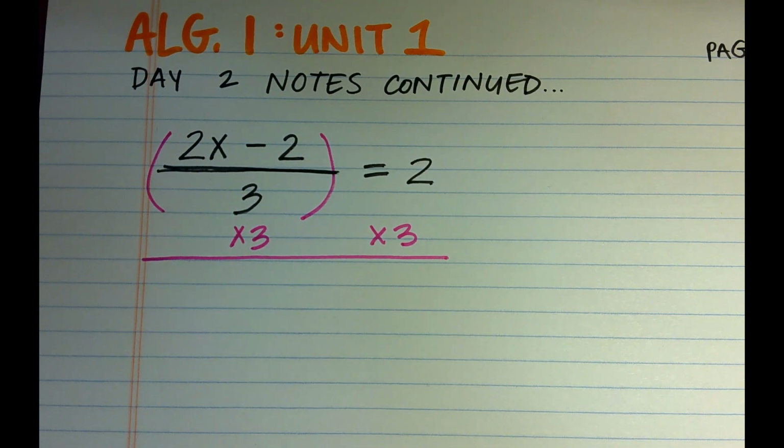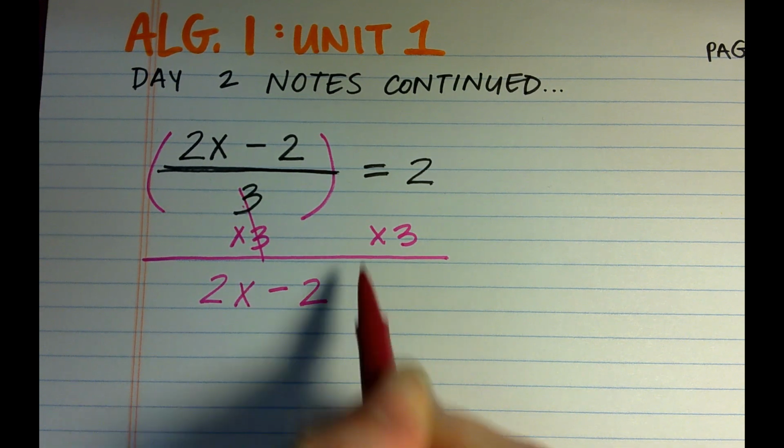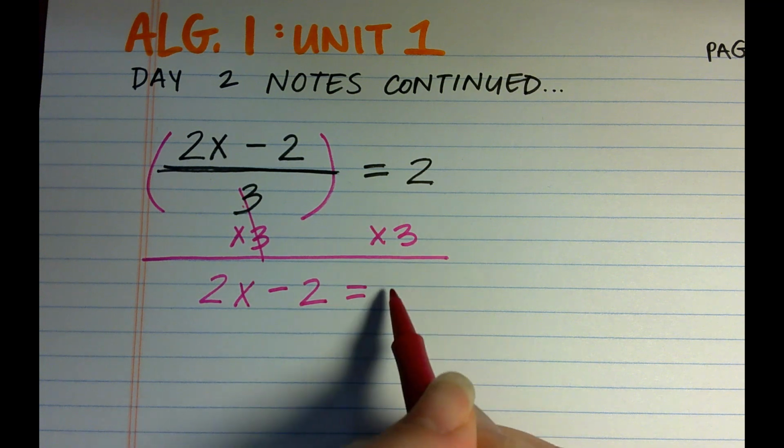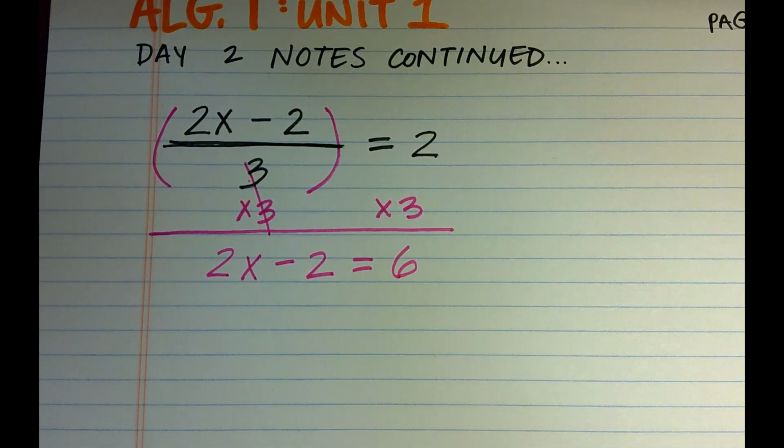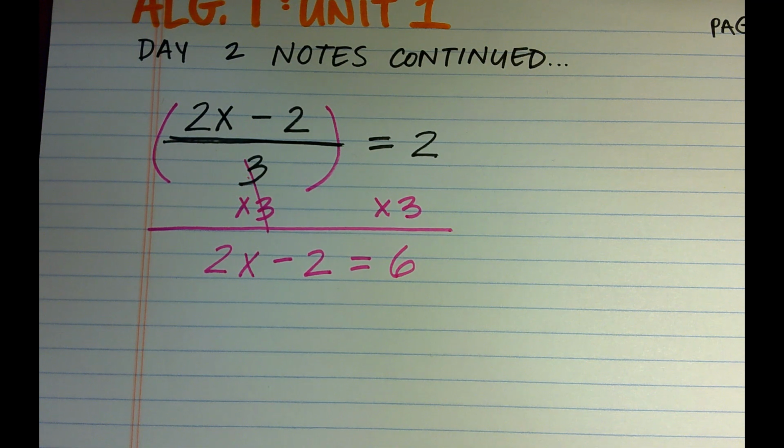And what happens over here? You bring the rest of your problem down. Yes, we're going to bring everything down. We got rid of the 3. So we're left with 2x minus 2 equals 2 times 3, which is 6. Good. And now we have a problem that looks a little more manageable.